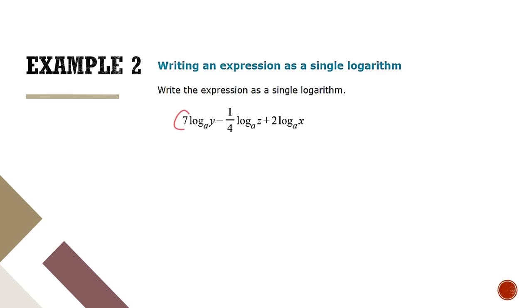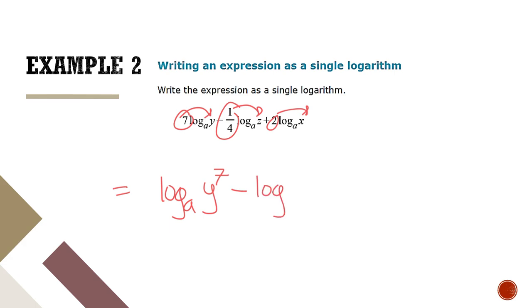Again, we're going to use that power rule. We're going to bring that up, and that up, and then that up. So in this case, we have the log base a of y to the 7th minus the log base a of z to the 1/4, and then plus the log base a of x squared. Again, you can put these all in parentheses. It is something I like to do, but you don't have to unless there is more than one thing, or if you have addition or subtraction inside of that.